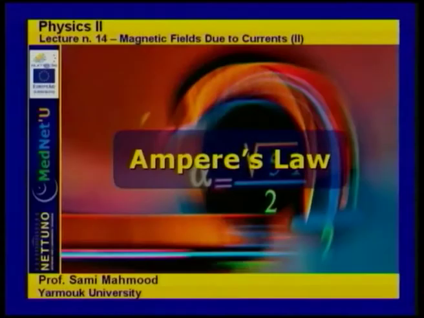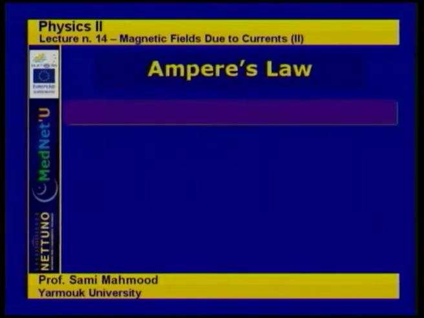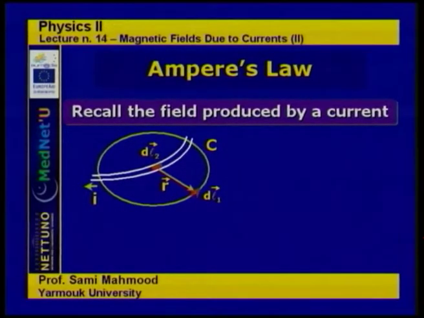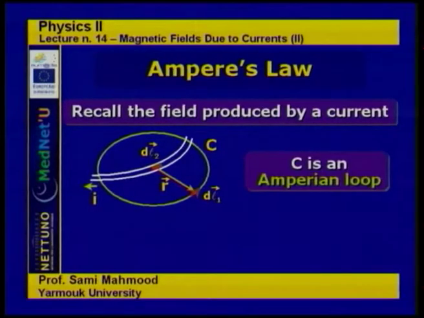So now we derive Ampere's law from basic principles. We consider that we have a conductor carrying current I, and we draw a closed loop C. This is called an Amperian path or Amperian loop around the conductor. So the conductor is enclosed within that loop.